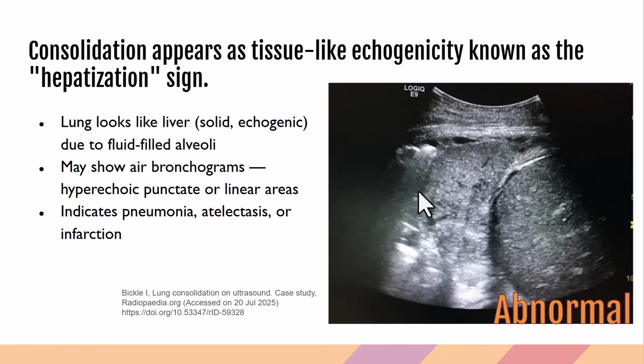This is consolidated lung. As we look through it, we do see some brighter echogenic areas within the lung tissue itself. This again is known as air bronchograms. We are seeing air in the bronchi of the lung.